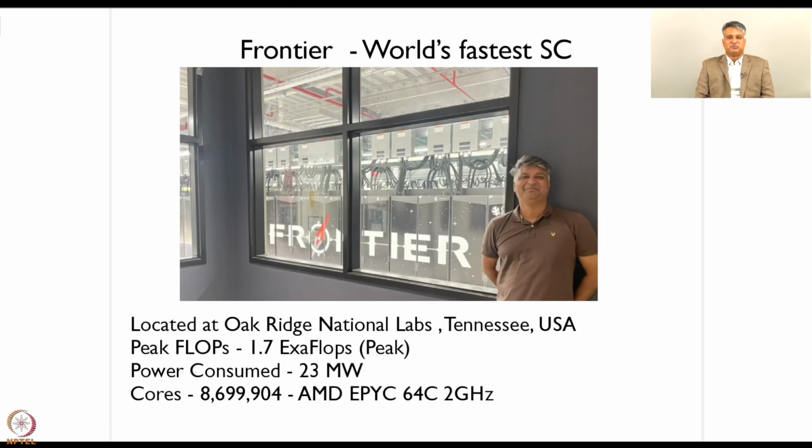Today, the world's fastest machine is known as Frontier. It's located at the Oak Ridge National Labs in Tennessee, United States. And here's a photograph of me standing next to this large machine. I had the fortune of visiting this machine sometime in 2023. This machine is capable of a dramatic 1.7 exaflops. That is 1.7 times 10 raised to 18 floating point operations per second.